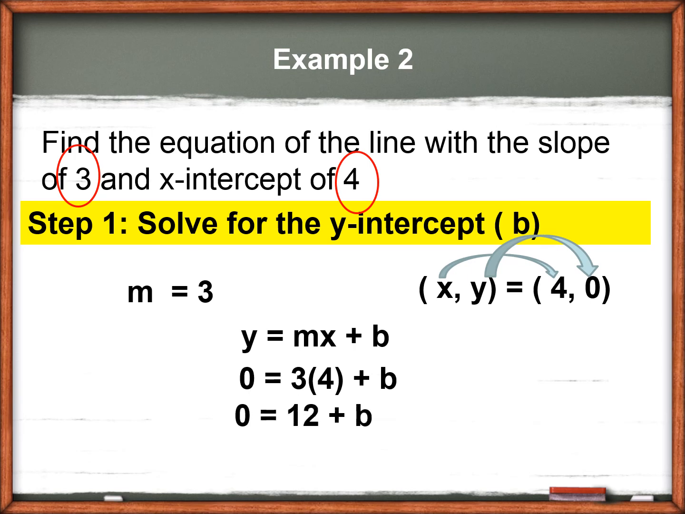Our b is unknown because we need to solve for it. Simplifying the equation, we have 0 equals 12 plus b. Since we are asked to solve for the value of the y-intercept or the b, we will transpose 12 on the left side. So it will become negative 12 equals b. So our value for the y-intercept is equal to negative 12.